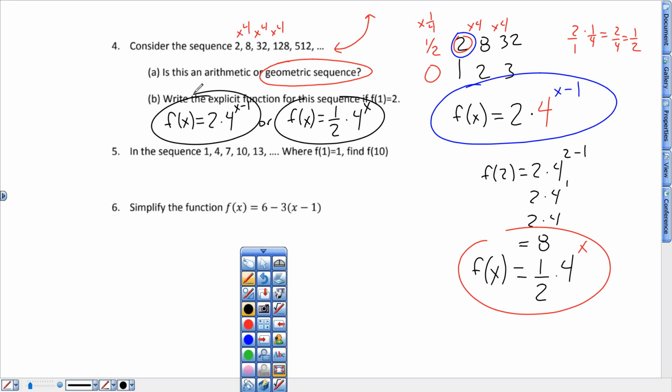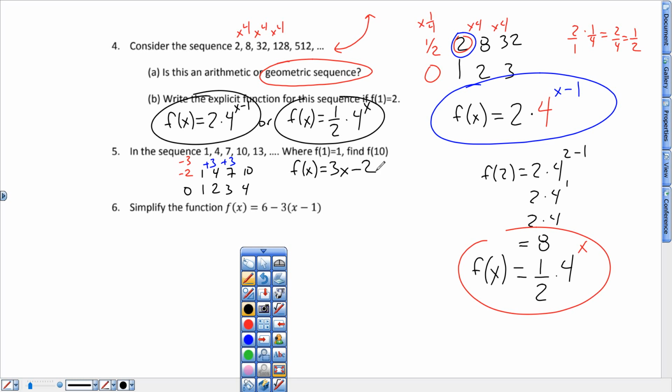All right, next one, sequence 1, 4, 7. Looks like 1 is 1, 2 is 4, 3 is 7, 4 is 10. Looks like I'm adding by 3 each time, adding by 3, adding by 3. I'm going to use the 0 term explicit, take away 3 gives me 1 minus 3 is negative 2. So this one looks arithmetic. I'm going to use the generic form, which is 3x minus 2.